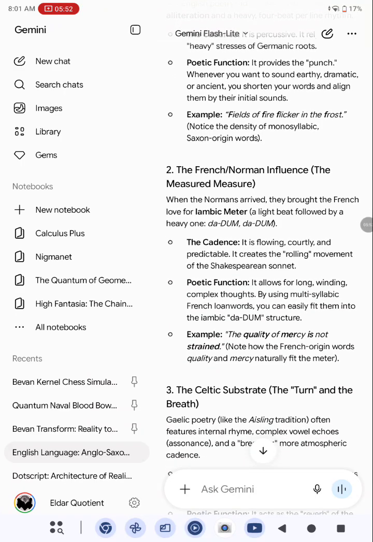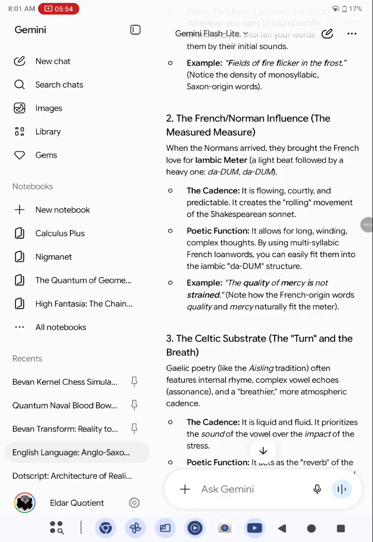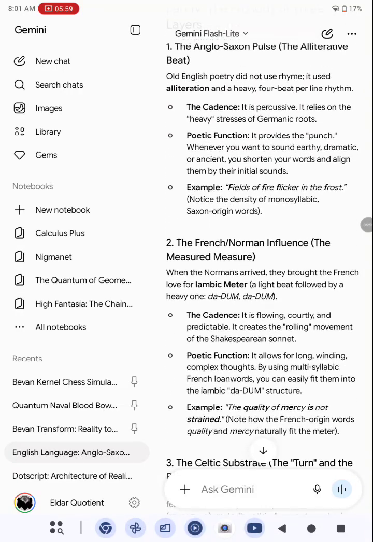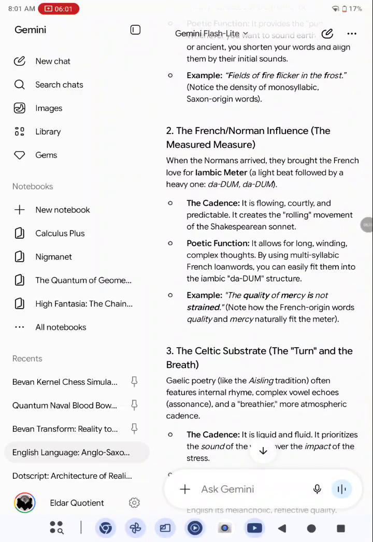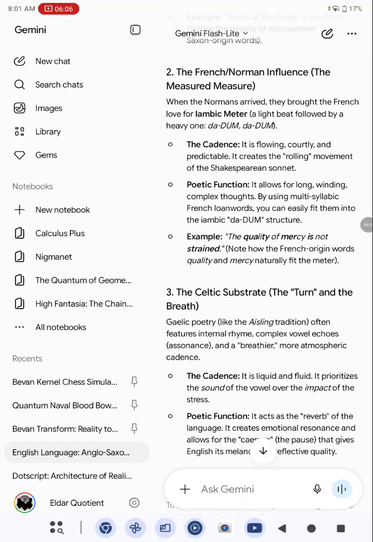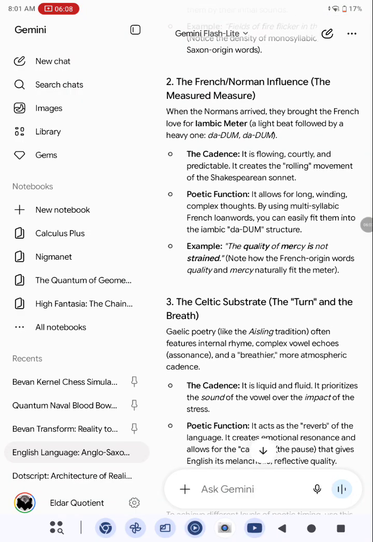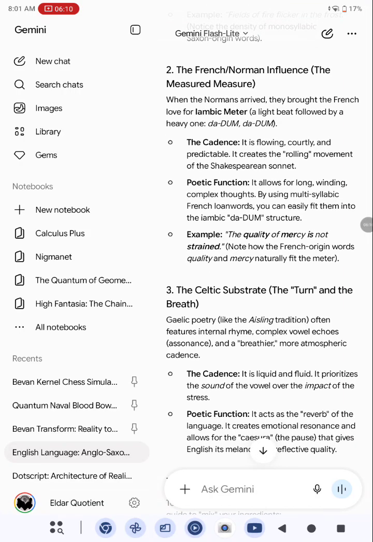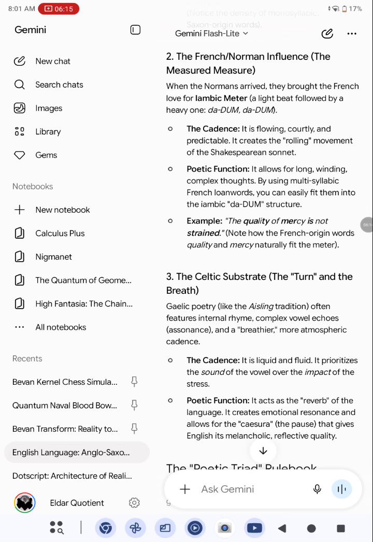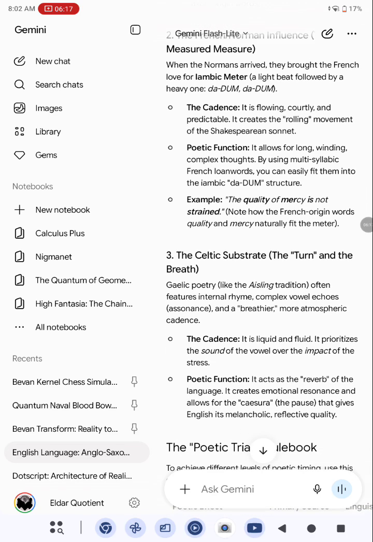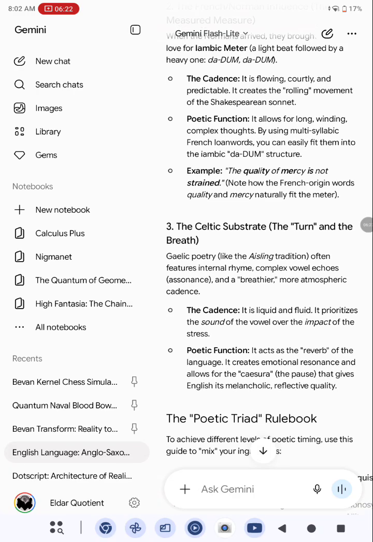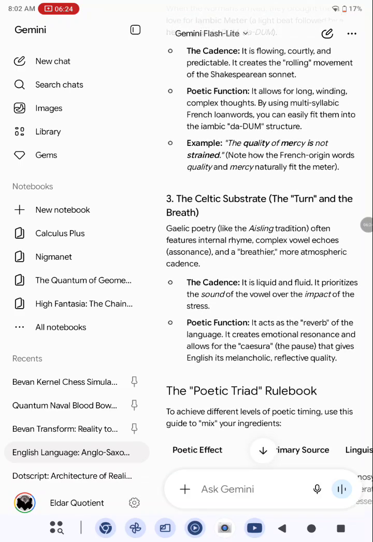Fields of fire flicker in the frost, without getting bombastic. That's alliterative. A French Norman influence on this kind of poetic English is the measured measure. When the Normans arrived, they brought the French love for iambic meter, a light beat followed by a heavy one, da-dum, da-dum. The cadence is flowing, courtly, and predictable. It creates the rolling movement of the Shakespearean sonnet.